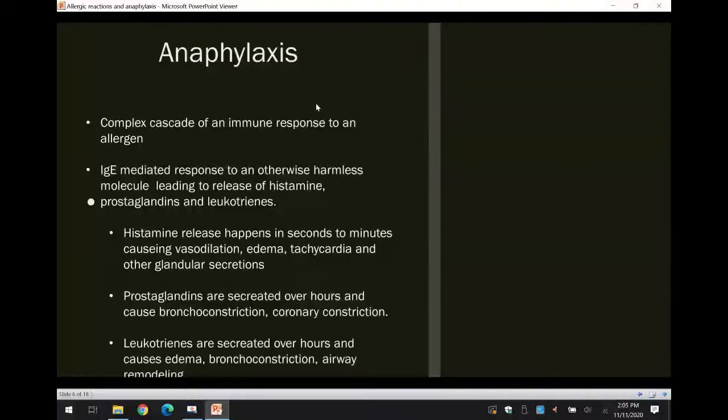And that's why in the ER, anytime anybody is given IM epi, we watch them for a minimum of 4 hours, just to ensure that they don't have any other life-threatening events after their initial treatment.